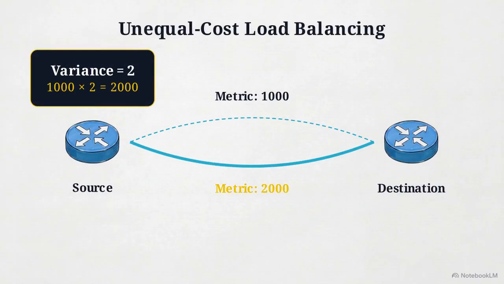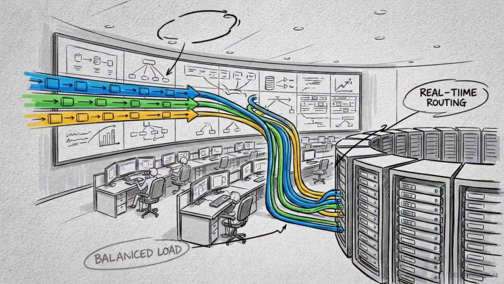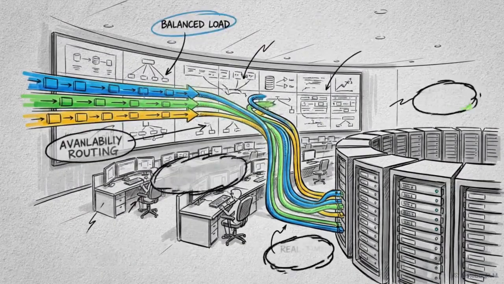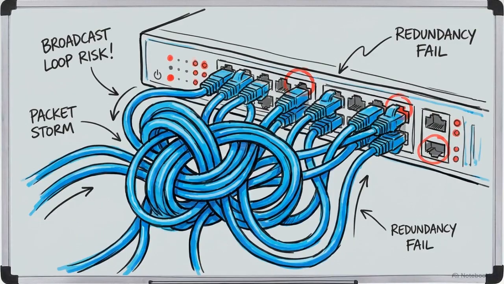By setting the variance multiplier, the network can perform unequal cost load balancing, sending traffic across both primary and backup links simultaneously based on their respective speeds. In an interview, the EIGRP use case is showing how you ensure high availability and maximize the use of all available bandwidth. Moving to Layer 2, the primary architectural challenge is managing the risk of broadcast loops that can take down a switched network.